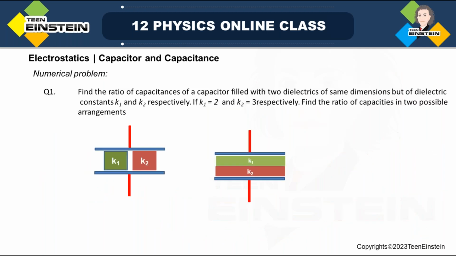So the first problem is this one. Here I have got a very nice problem for you. The question says: find the ratio of capacitance of the capacitor filled with two dielectrics of same dimension but different dielectric constants K1 and K2 respectively. If K1 is equal to 2 and K2 is equal to 3 respectively, then what is the numerical value of this ratio? This is the question we have to solve now.